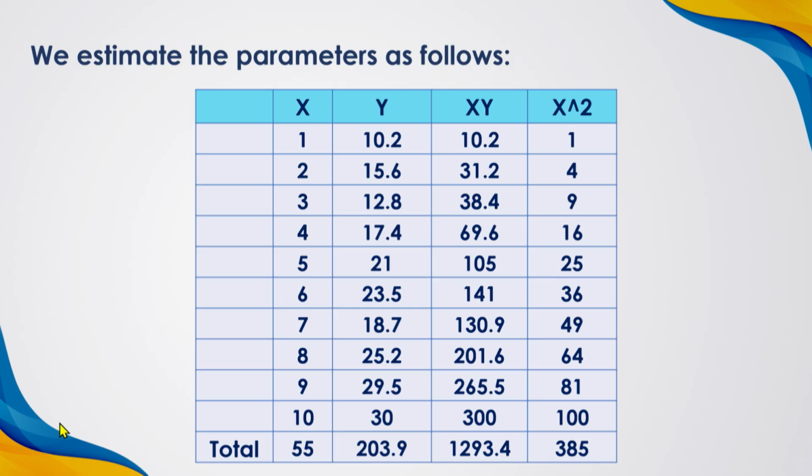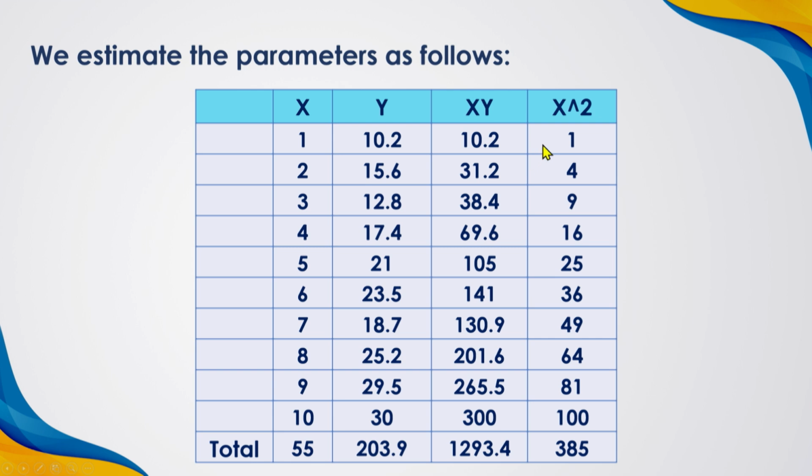Through the method of least squares you have two different normal equations, with respect to a and with respect to b. We can estimate the parameters as follows. Numerically, we take capital X and capital Y as the given data. Now we calculate the product of capital X into capital Y: 1 into 10.2 is 10.2, 2 into 15.6 is 31.2, and similarly up to 10 into 30 as 300. You have to obtain the total for each column: x, y and xy.